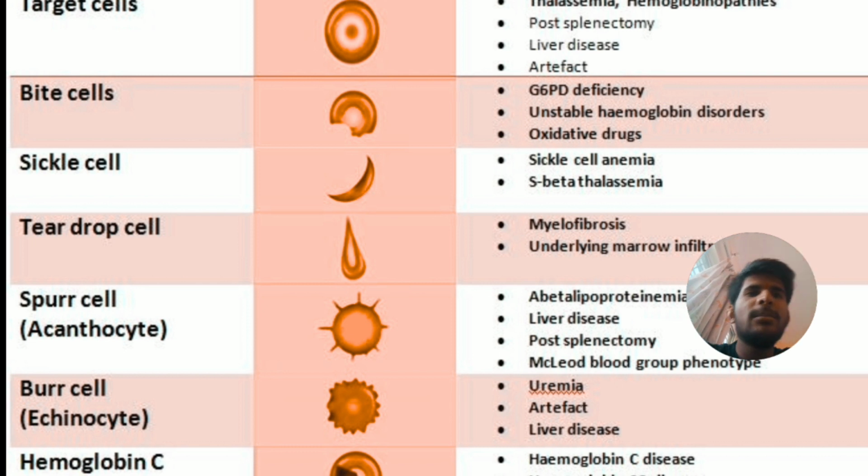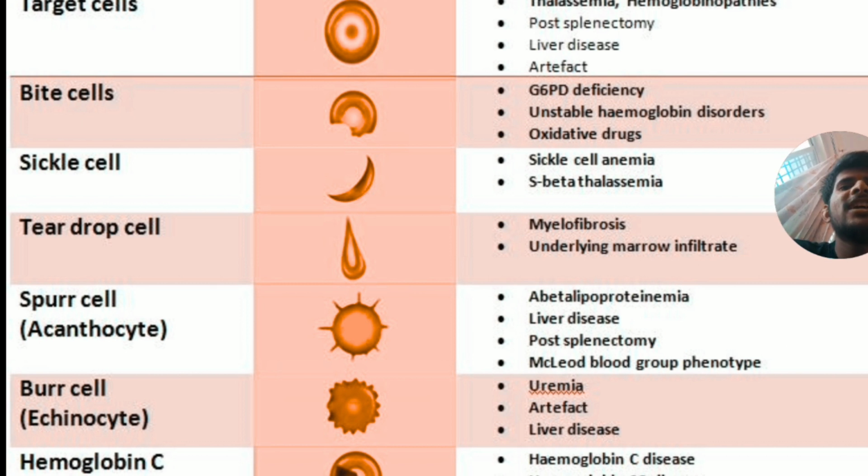Next are the bite cell. Bite cells are nothing but the RBCs that look like macrophages have bitten the RBC. It is seen in G6PD deficiency, glucose 6-phosphate dehydrogenase deficiency, unstable hemoglobin disorders, and oxidative drugs. Next, coming to the sickle cell. Sickle cell is the most common. You all know that it is seen in sickle cell anemia and beta thalassemia.